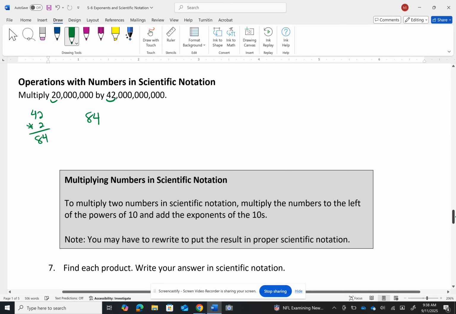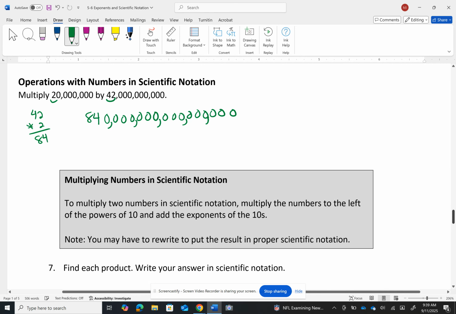So the first one had 1, 2, 3, 4, 5, 6, 7 zeros, and the second one had 1, 2, 3, 4, 5, 6, 7, 8, 9 zeros. So I need to have a total of 16 zeros on there. So I'm going to get a pretty huge number, but it was quick and easy to do, and there it is.